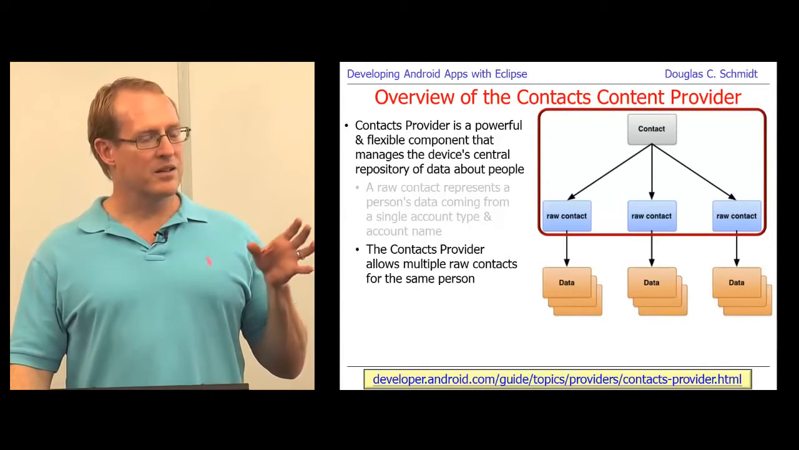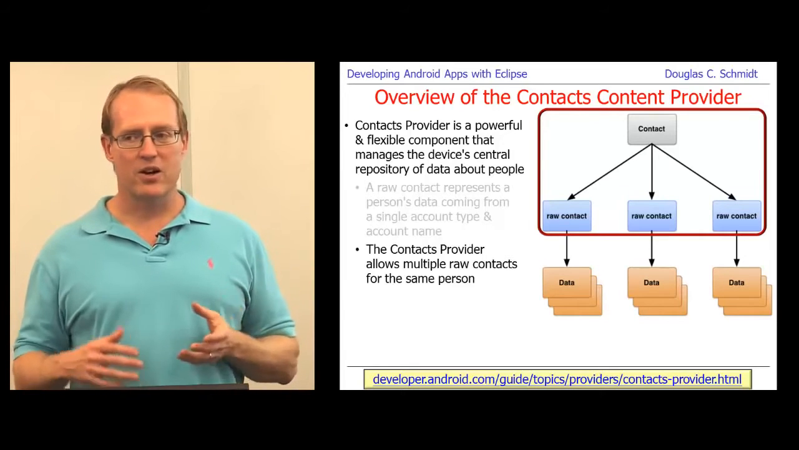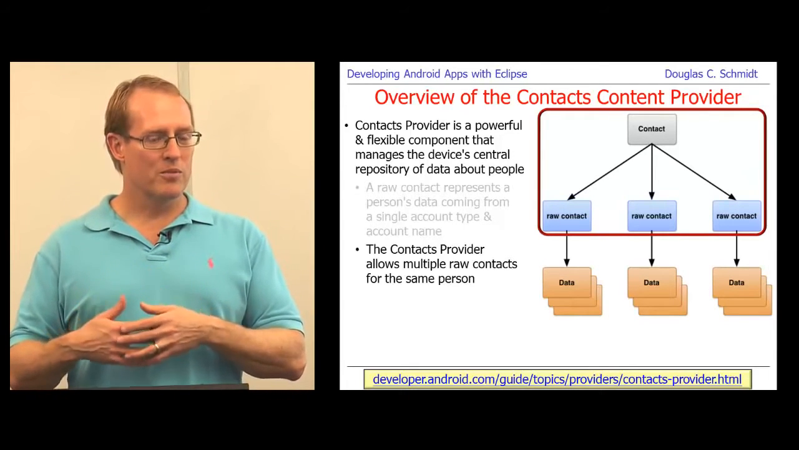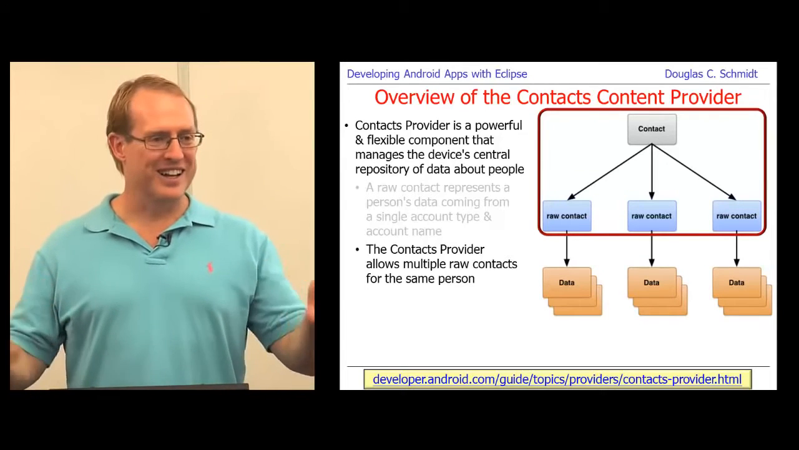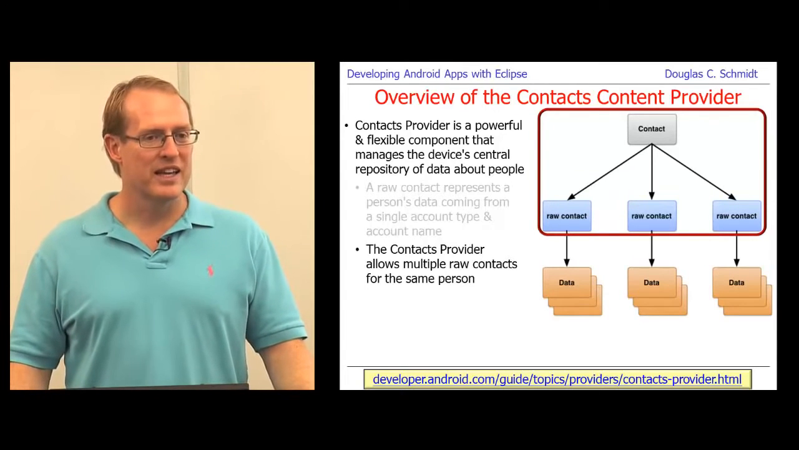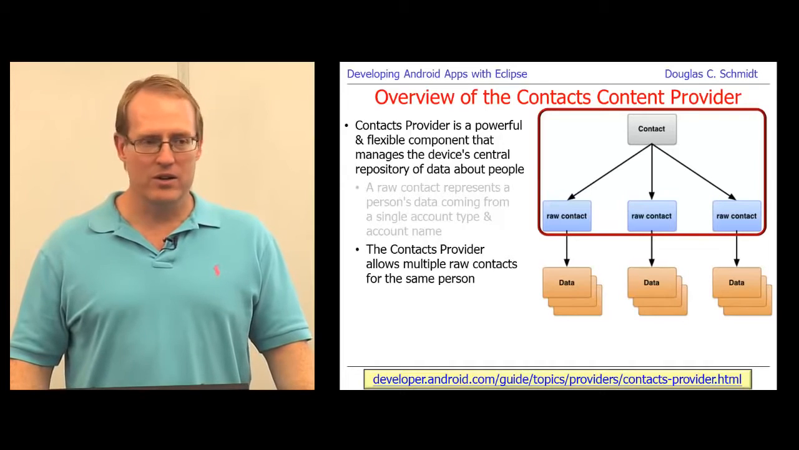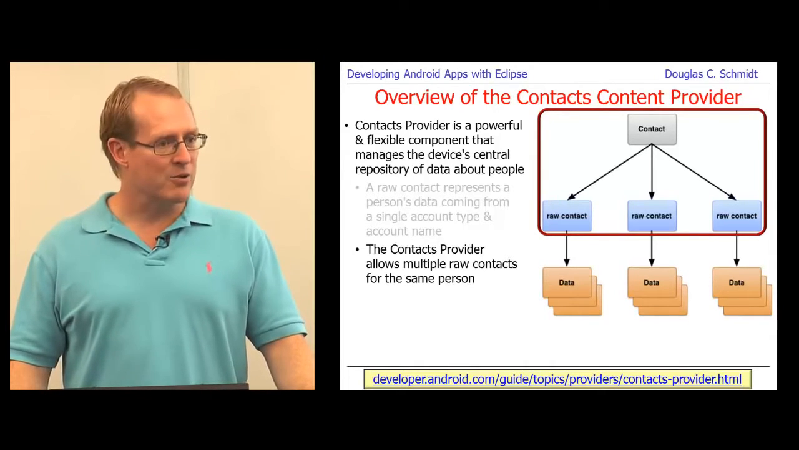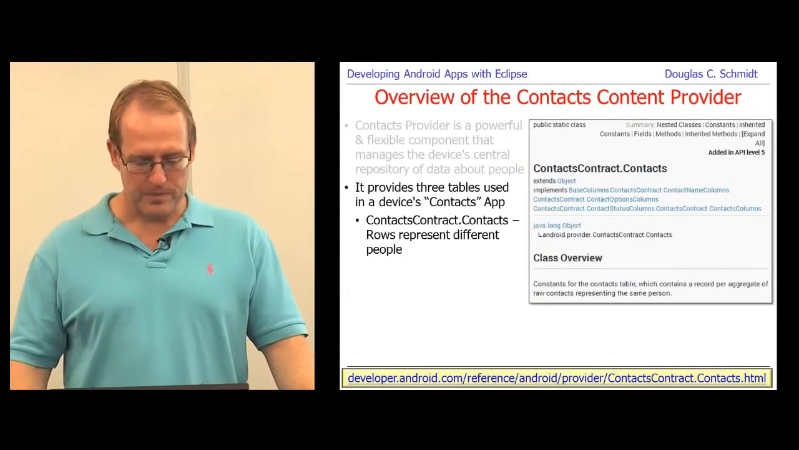And the contacts provider allows you to take all those different raw contacts and roll them together to form a cooked contact or an aggregate contact, which is basically the contact information that could identify multiple facets of an individual person and all the different accounts that they have and so on and so forth.